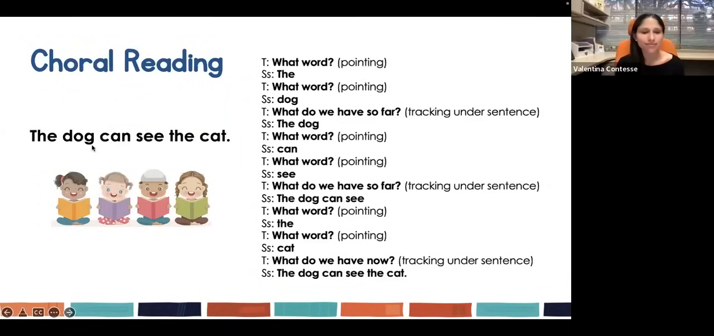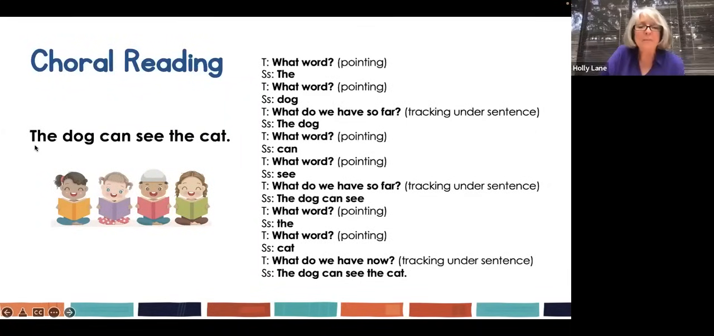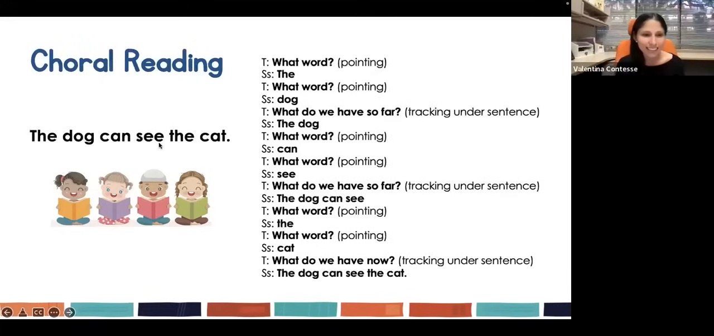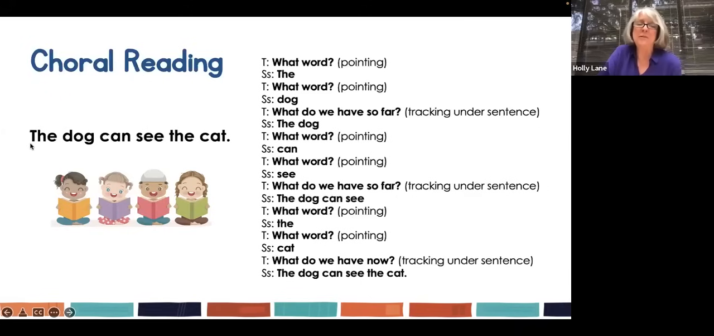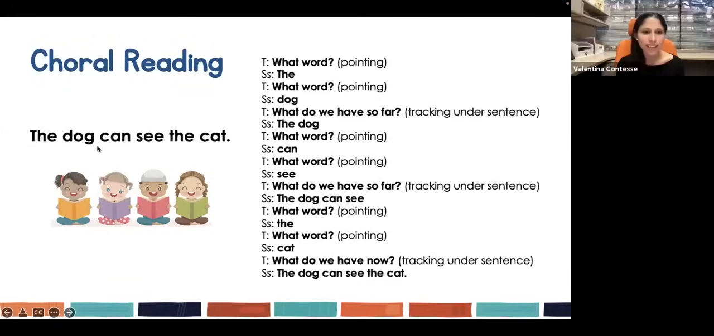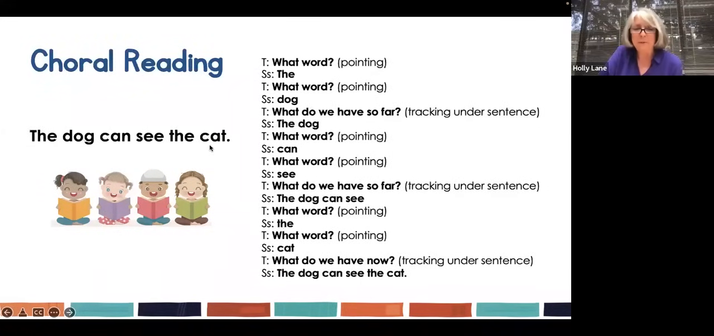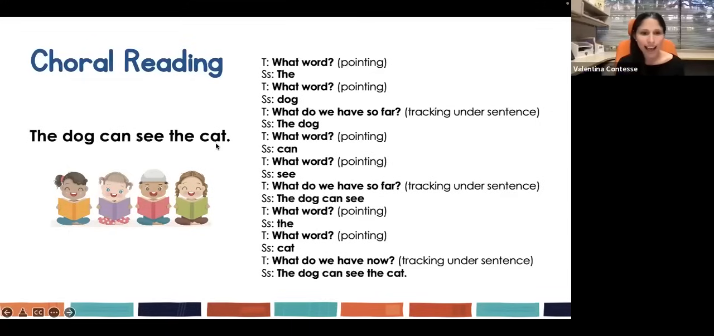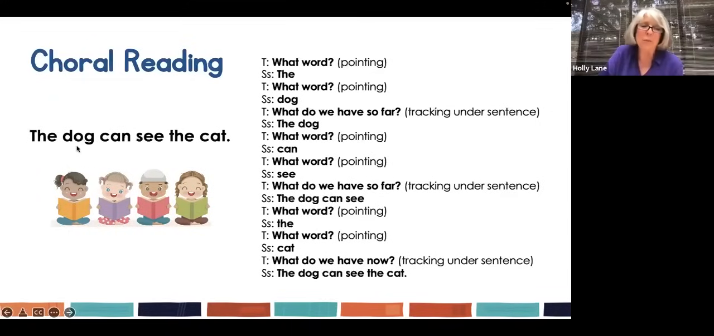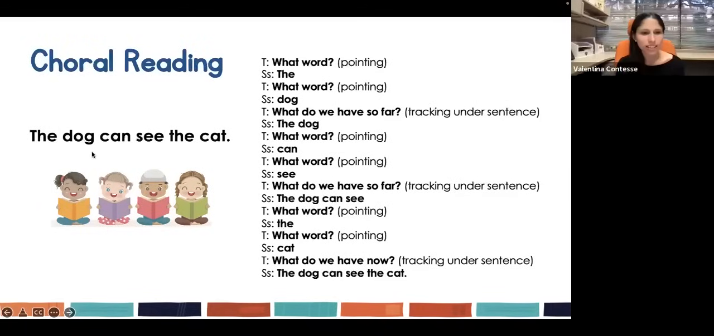Dog. Good sounding out. What do we have so far? The dog. What word? Can. What word? See. Good job. Read what you have so far. The dog can see. What word? The. What word? Cat. Good job sounding out that word. What do you have all together now? The dog can see the cat.